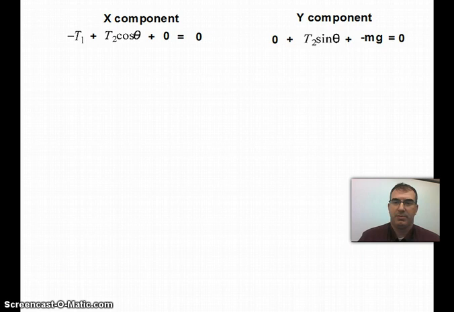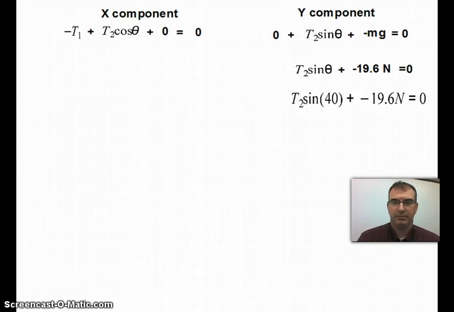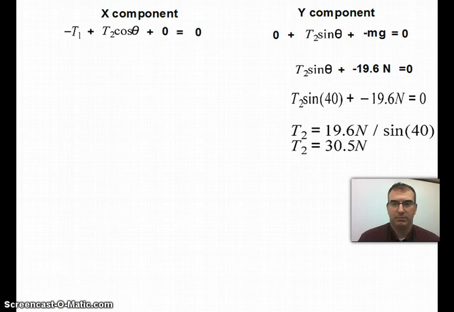Here we have the x and the y components. We're going to use these to solve for T1 and T2. We've already solved for negative mg, so we can plug that in. And we also know what the angle is. It was 40 degrees, so we can plug that in. Sine of 40 is a number, and we have negative 19.6 newtons, equals 0. The only thing we don't know in this equation is T2, so we just move everything over to the right-hand side, except for T2. So the tension in rope 2 ends up being 30.5 newtons.